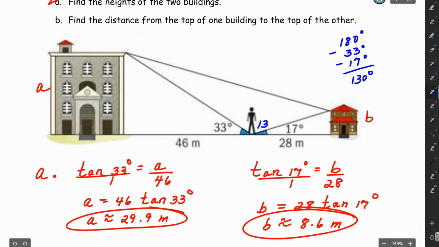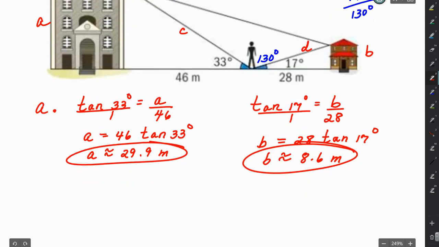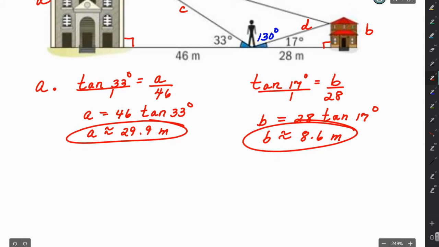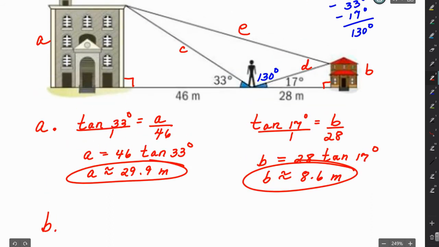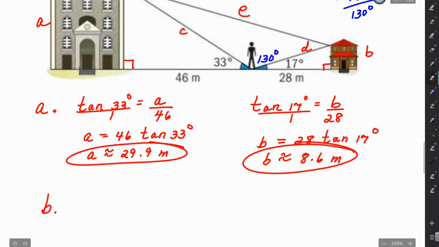Okay, great. So this angle is 130 degrees. All right, now I need to know the measures of this side and this side in order to use my cosine rule. So I'm going to call this side letter C, and I'll call this side letter D, and then I'm going to use more trig to help me with those. Now remember, we can use trig here because we have right triangles. Okay, so for part B, before I even get into finding the side I need, I'll call that side letter E, I have to find C and D.